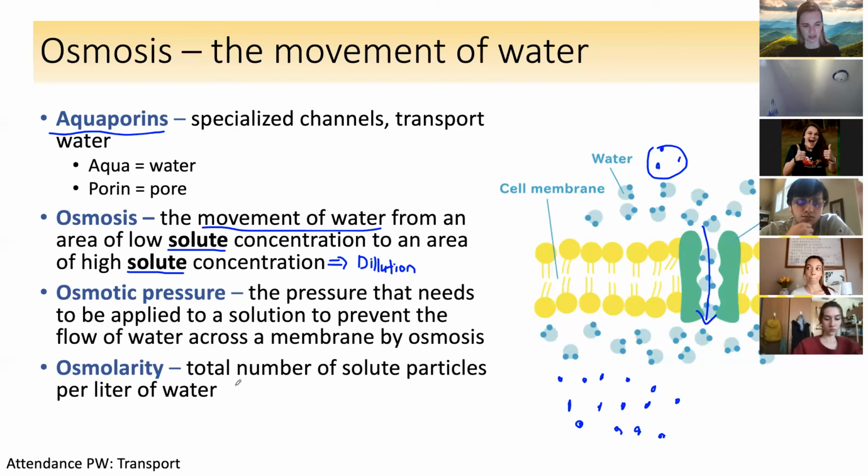The osmolarity is the total number of solute particles per liter of water. So if we wanted to know the osmolarity for this system, we would have to actually measure it outside the cell and inside the cell to get that figure. Again, I'm not going to have you calculate that in this course. I just wanted to define that term for you so that you had a rough idea of what it was talking about. It's just a way that we can measure concentration in this type of situation.